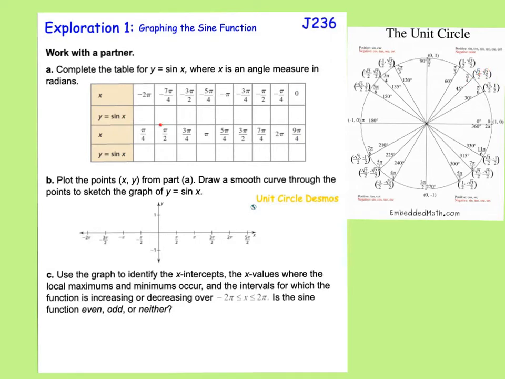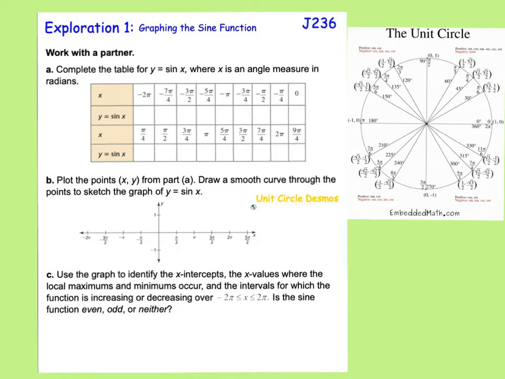Then we are going to move to pi over 2. So pi over 2 is here, and the sine value is 1. Then we move to 3 pi over 4. So 3 pi over 4 is right here, and the sine value is root 2 over 2. And the last one is pi, which is here, and the sine value is 0.